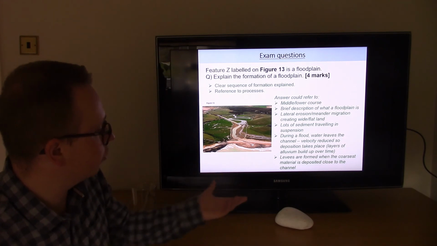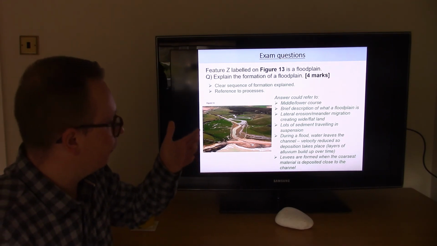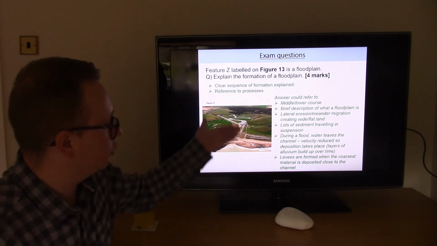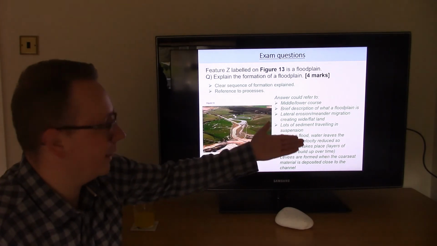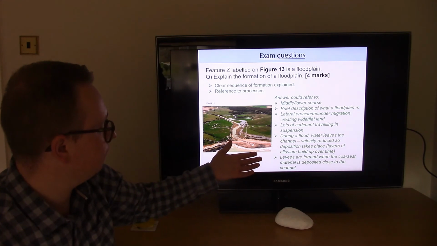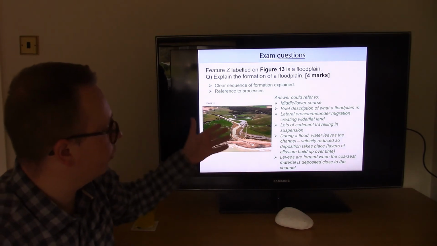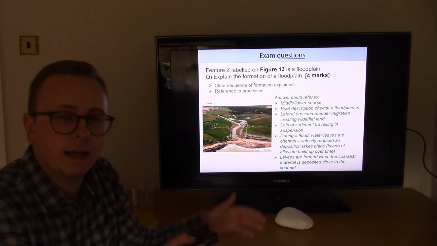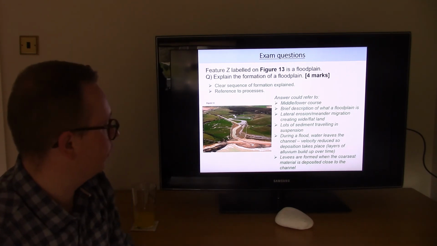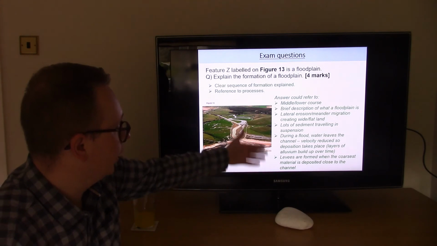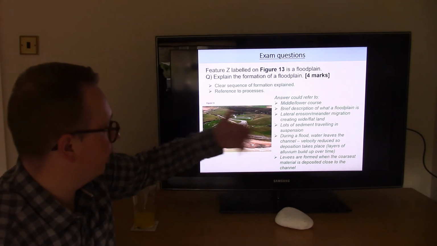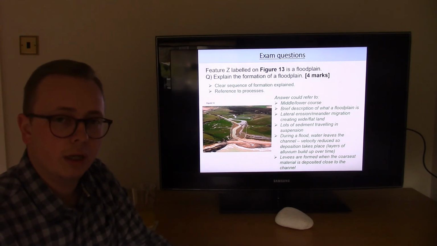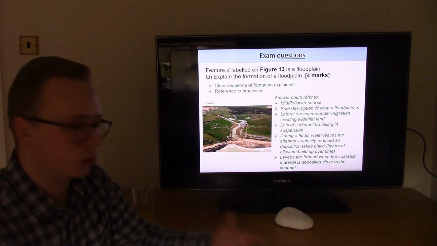So here's some things you could refer to. Referring to the fact this is a middle or lower course feature. I know this is an explain question, but a very brief description of what a floodplain actually is, just to set the scene. We can be referring to lateral erosion and meander migration. That's what initially creates the wide, flat area of land either side of the river. We can talk about suspension, the fact that by the middle and lower course we've got lots of sediment travelling in suspension. It's smaller and rounder now, and so we have less bed load and more suspended load that can be deposited.